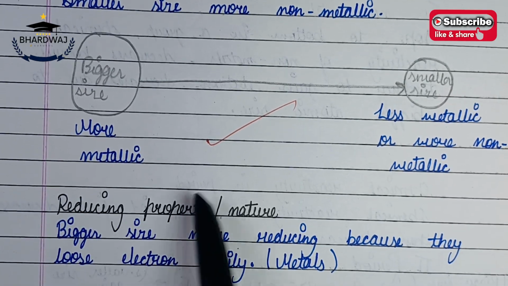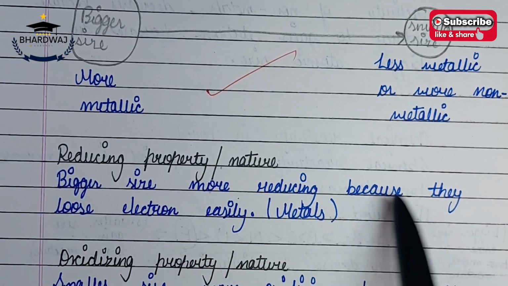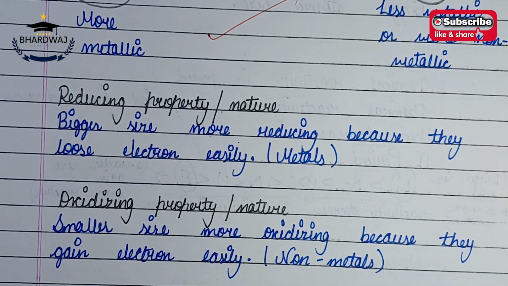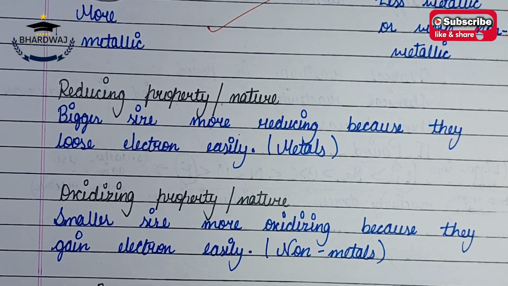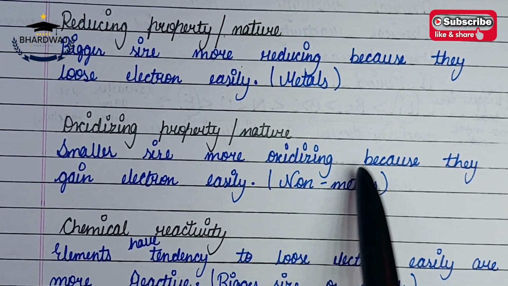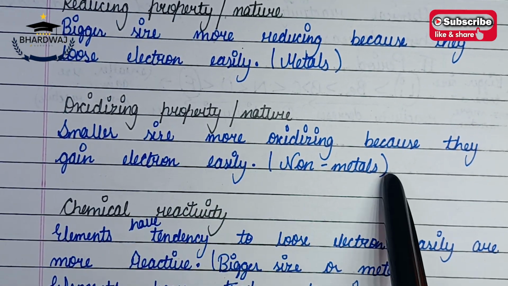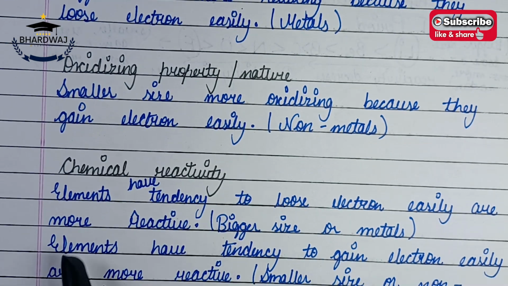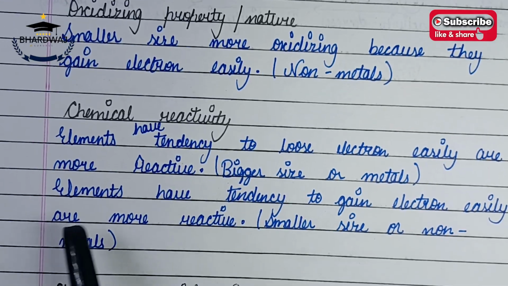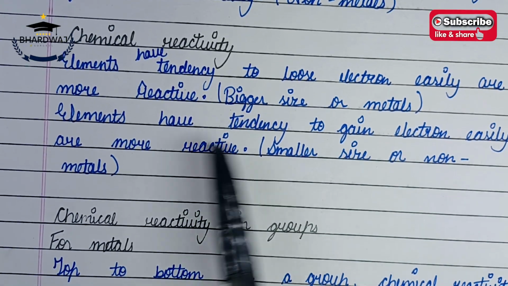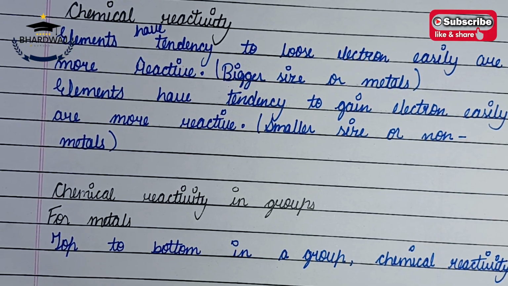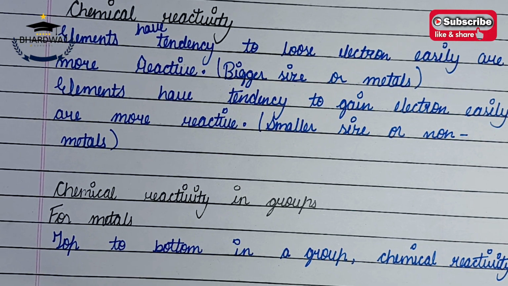Let's talk about reducing property. Bigger size, more reducing because they lose electrons easily. As we know, bigger size are more metallic, so metals are reducing agents because they lose electrons easily. Oxidizing property, smaller size, more oxidizing because they gain electrons easily, like nonmetals. Chemical reactivity: elements that have a tendency to lose electrons easily are called more reactive. Elements that have a tendency to gain electrons easily are also called more reactive. Meaning the starting elements are very reactive and the last elements are also very reactive.